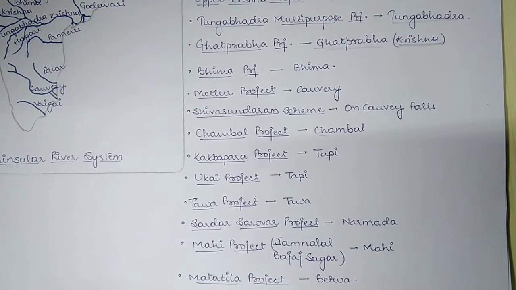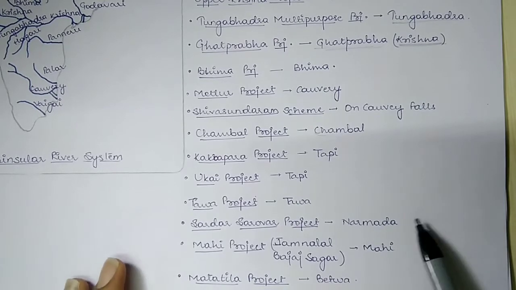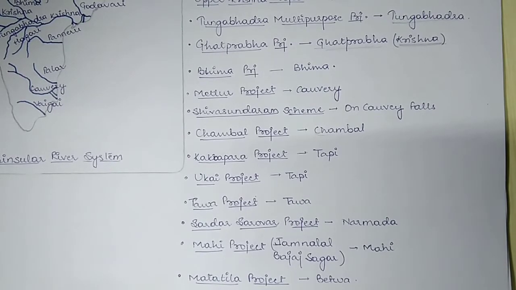Then we have Sardar Sarovar Dam, or Sardar Sarovar project, sorry. It is on Narmada River, and here we have joint venture of four states, that is Gujarat, Madhya Pradesh, Rajasthan and Maharashtra. So these four states are venturing for this project, and it is for irrigational purpose and hydroelectric purpose.